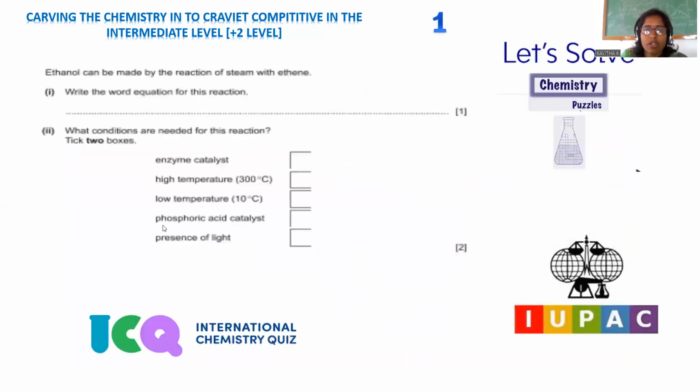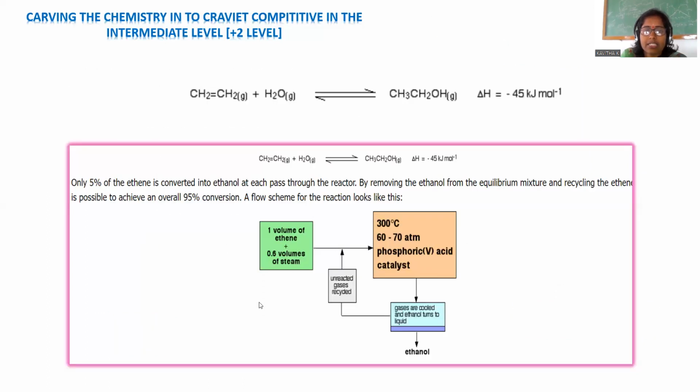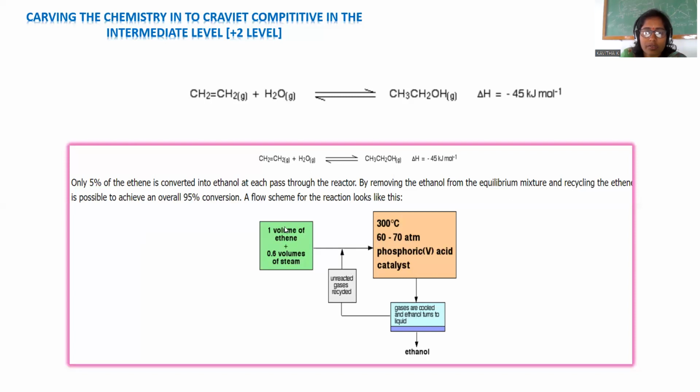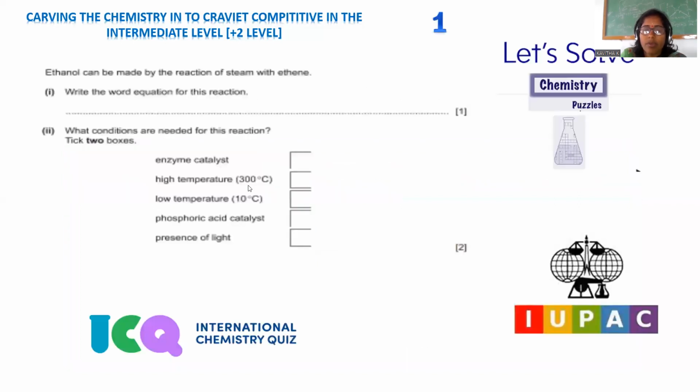And next, let's go with what conditions are preferable. Enzyme catalyst. In order to synthesize this ethanol by means of this addition reaction, we have to go for the catalyst called phosphoric acid. Phosphoric acid is a mineral acid which can be used as a catalyst, so the enzyme catalyst can be omitted. High temperature, 300. If we observe this, one volume of ethene consumes 0.6 volumes of steam, so a temperature of 300 degrees centigrade is required to be maintained. So 300 is the right answer, where we are heating the components at an extremely high temperature.